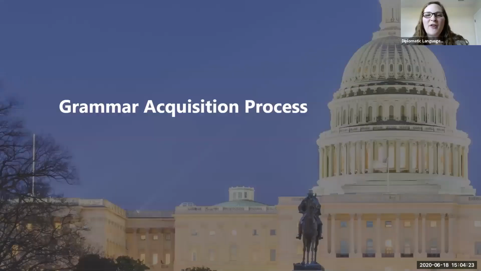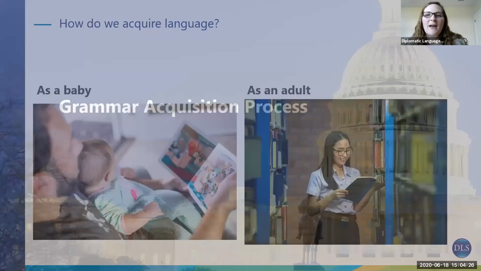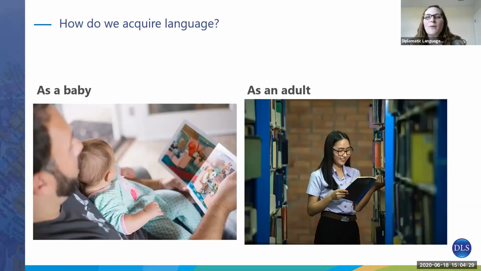So let's first talk about the grammar acquisition process. And basically what we're saying is, how do we acquire language and how do we acquire grammar? What happens in our brains as we're trying to learn a second language or, in some cases, a first language? To think about what are the similarities and differences between how you acquire language as a baby and then how you acquire language as an adult. There are some similar things that happen in your brain, but also some different things that we should take into consideration as we think about teaching grammar.